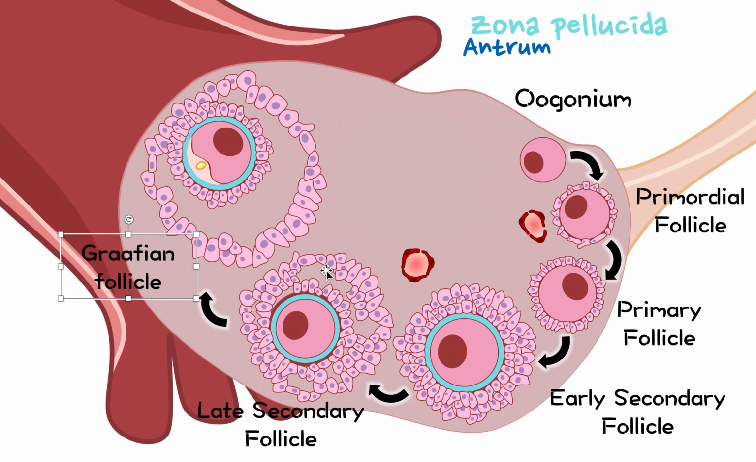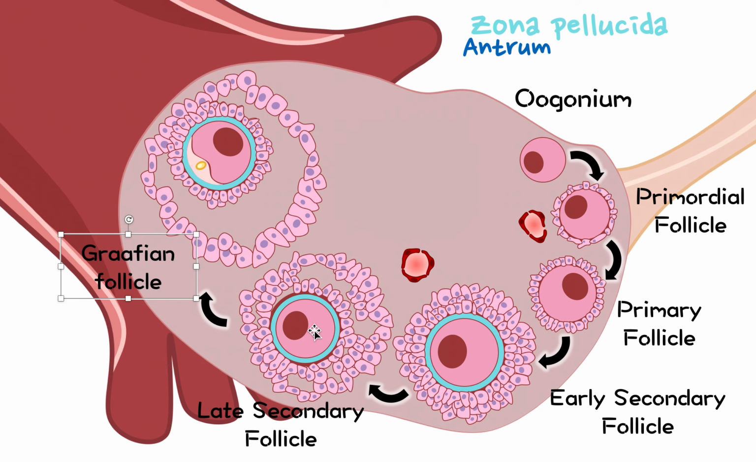Notice all these little antrums, right? Look here, now we have one huge antrum. All the antrum here fused together. We had all of these, we had 1, 2, 3, 4, 5. They all fused together to form one huge antrum, right? So that's one key difference between the late secondary follicle and the Graafian follicle. Now what's another difference?